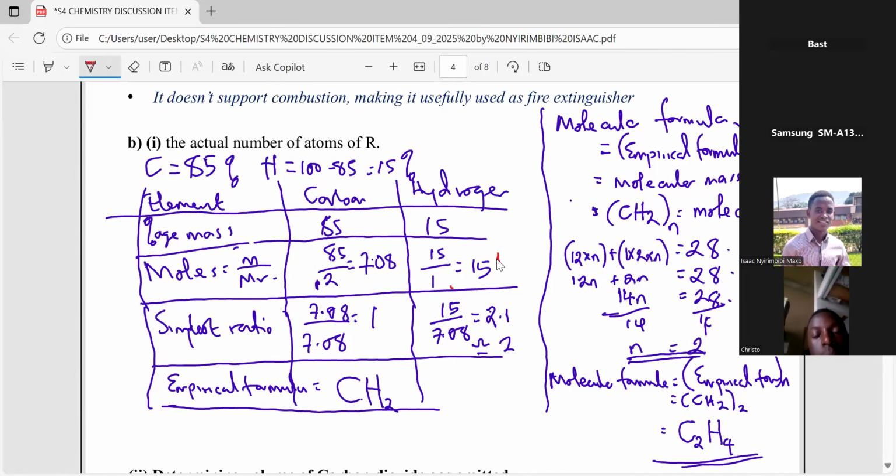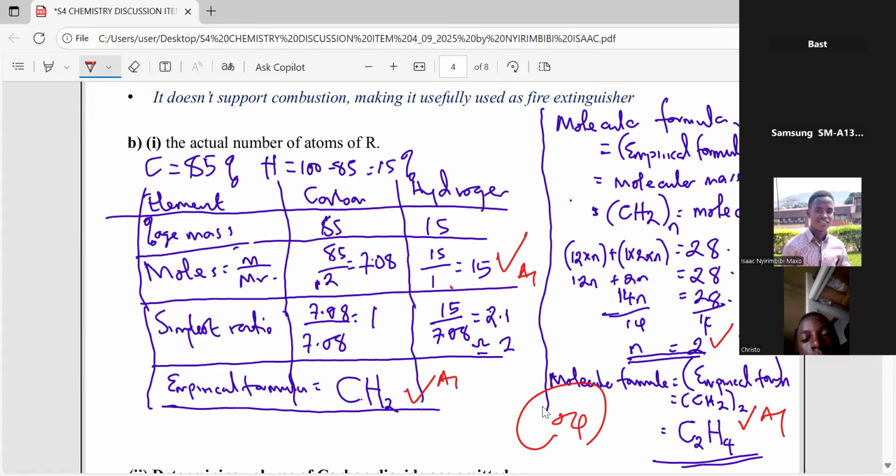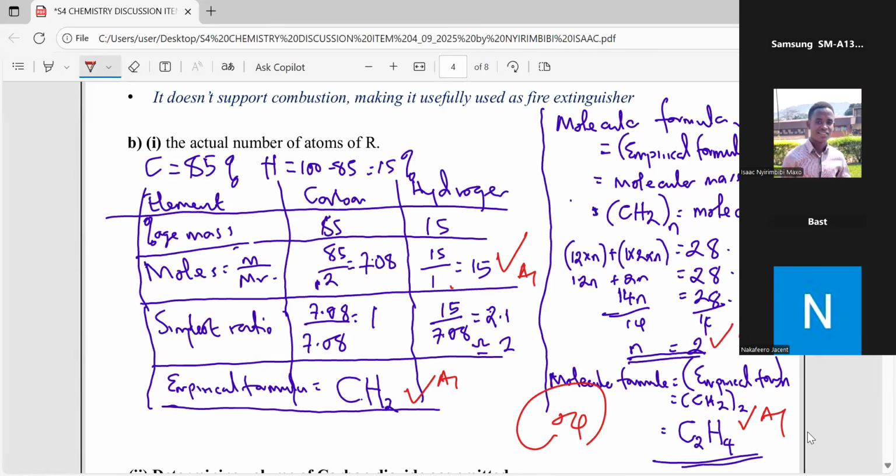Here you get a score, you get a score there, that is the answer for moles, you also get a score there, and finally you also get a score there. So let's make sure we maximize all the scores so that we are able to get all the answers.